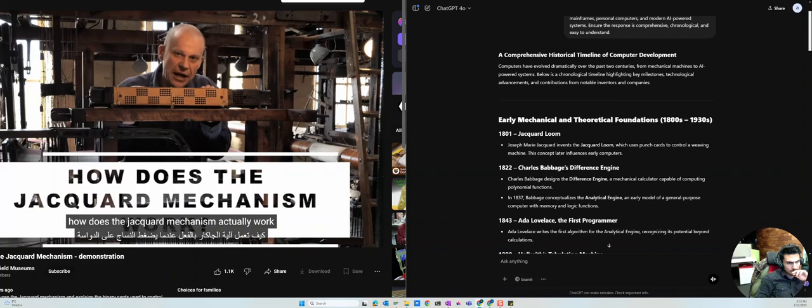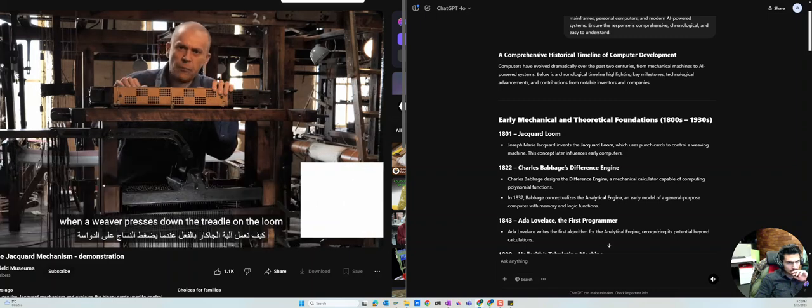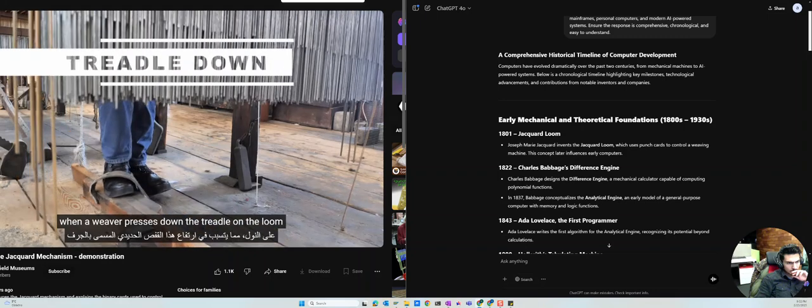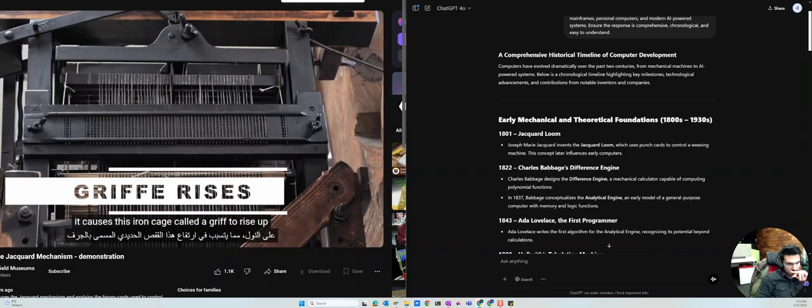How does the jacquard mechanism actually work? When a weaver presses down the treadle on the loom, it causes this iron cage called a griff to rise up.